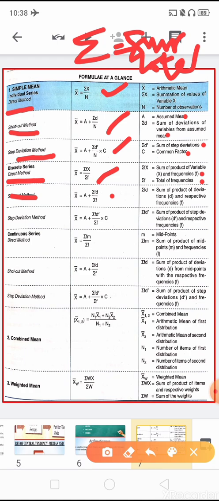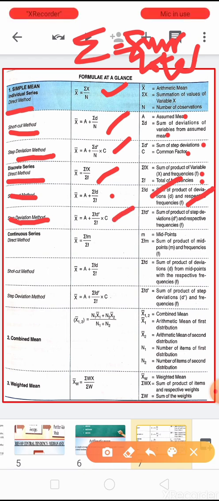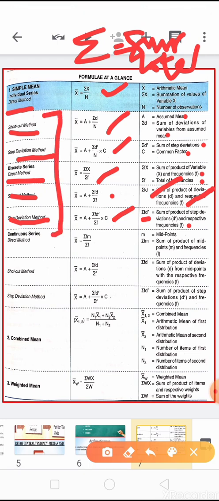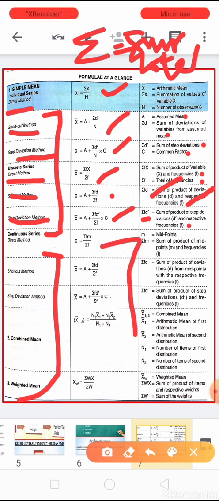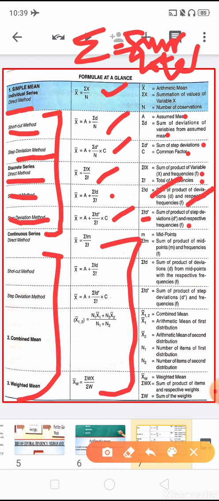What is sigma fd? Sigma fd is the sum of the product of deviations and respective frequencies. And step deviation, children, is x bar is equal to a plus sigma fd dash upon sigma f into c. Sigma fd dash is equal to the sum of the product of step deviations and respective frequencies. So children, right now I'm just explaining the individual and the discrete series, and in the next video I'm going to explain the concept of the continuous series and how we need to apply the various formulas in calculating the arithmetic mean in the continuous series.